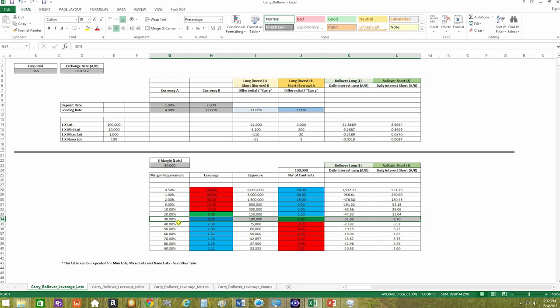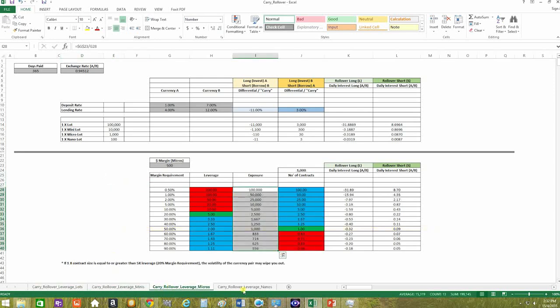So we've also marked up this area here because the red zone, you can't really put these trades on because it's not equivalent to one contract or above. And here you can. Here, if you wanted to take these position sizes, you'd have to redo the whole table for mini lots, micro lots, and nano lots. And we've got the numbers here for you. We've just changed the numbers in the table so you can see how it all works.